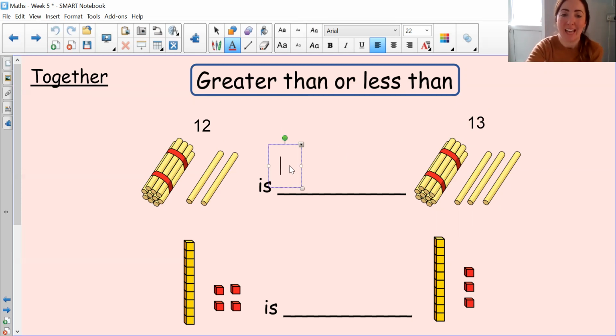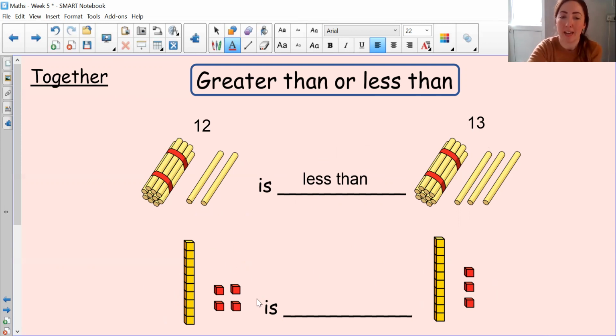That's right, it's less. And we can see, can't we, just by looking at the pictures, that there are less straws over here than there are over here. Okay, so what do we think about this now? We've got Dean's this time. Is this greater or less than this? What do you think?